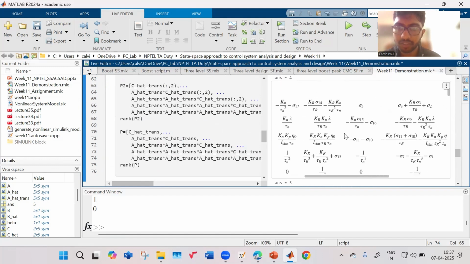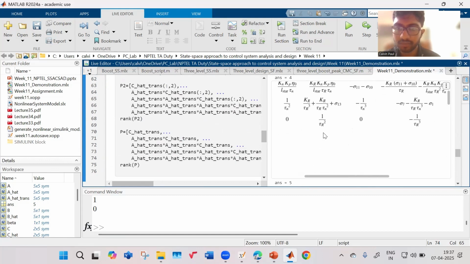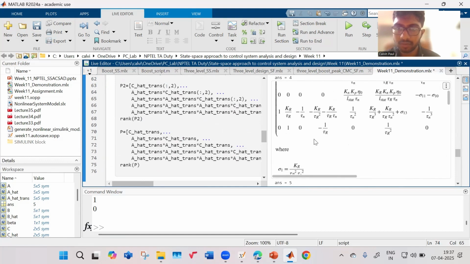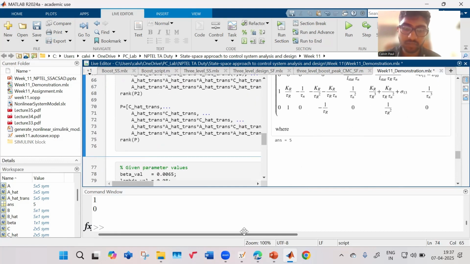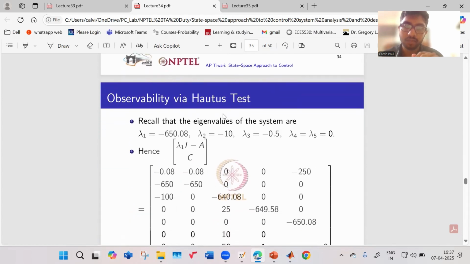We get the overall matrix to be like this, and the rank of P is 5. The rank of P comes out to be 5. So this is wrong. It is observable when both outputs are there. Only when there's a single output, either of output 1 or output 2, it is not observable. So this also has been considered.